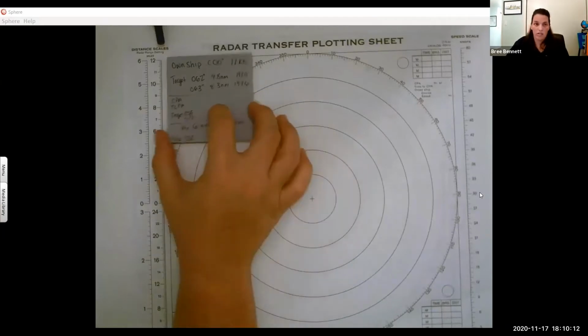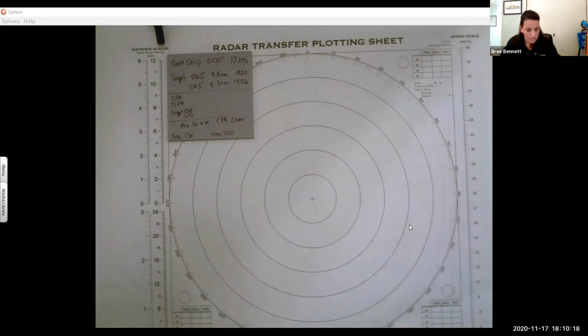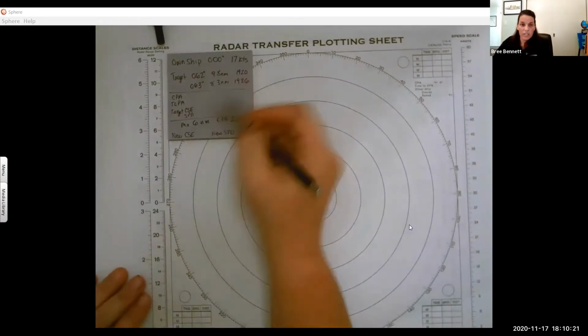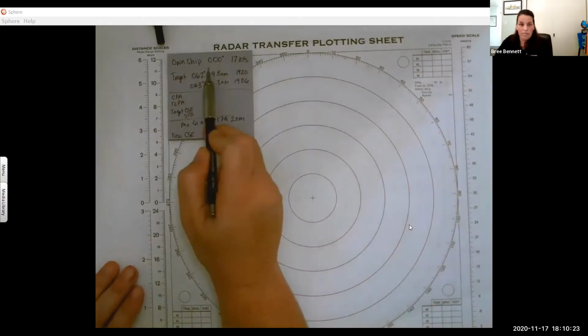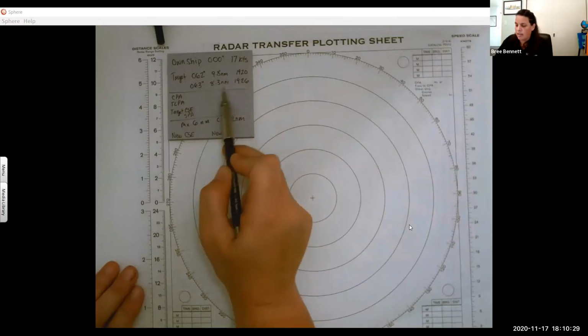All right, I'm going to do a step-by-step review on how to do the first and second triangle, and then we'll dive into the quiz. So let me share my screen. Okay, I've come up with a little question from one of the homeworks. You can see we have our own ship, course and speed, and then the target at 2 times with a range and bearing.